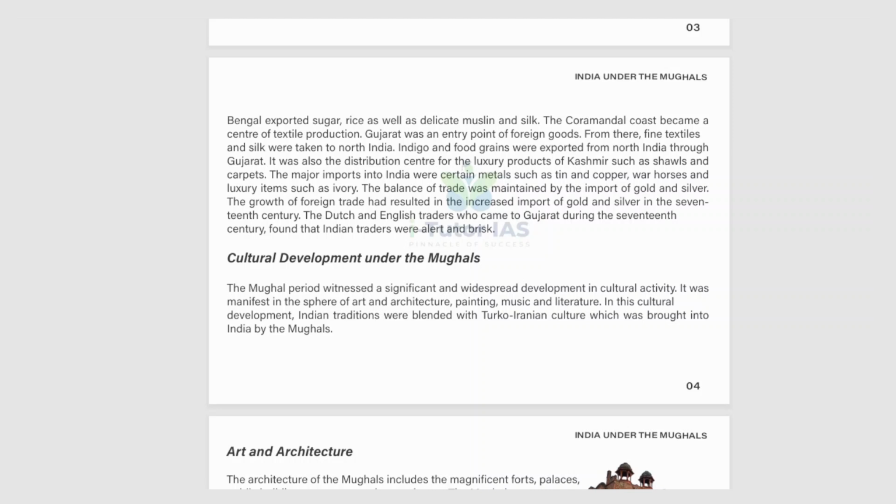And the growth of foreign trade had resulted in the increased import of gold and silver in the 17th century. The Dutch and English traders who came to Gujarat during the 17th century found that Indian traders were alert and brisk. So this is the entry of foreigners, especially the British, Dutch, and Portuguese. That is one of the reasons for the decline of the Mughal Empire.